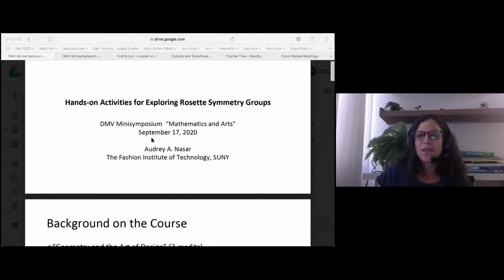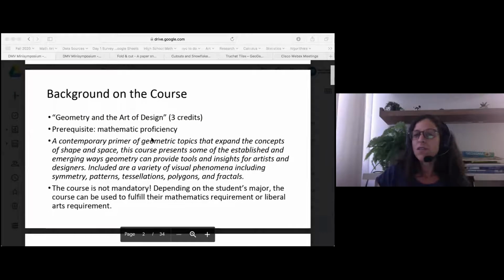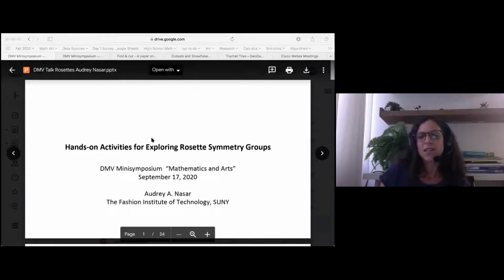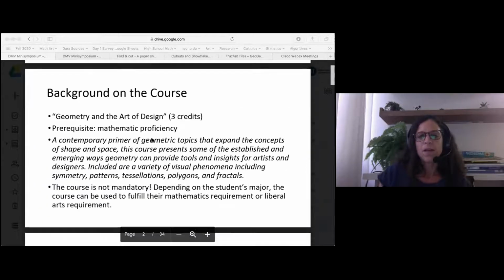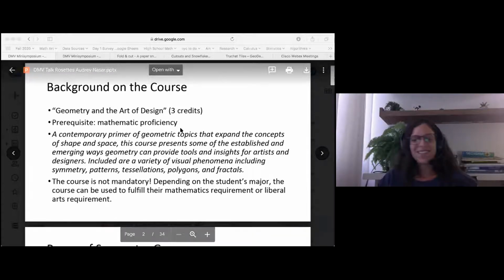So the background on the course: first of all, I'm teaching at the Fashion Institute of Technology in New York City, which is a college as part of the SUNY, the State University of New York. The course is called The Geometry of Art and Design. It's basically an elective, but it fulfills a math requirement or a liberal arts requirement. The students are design students in a variety of different fields, which makes it a lot of fun.